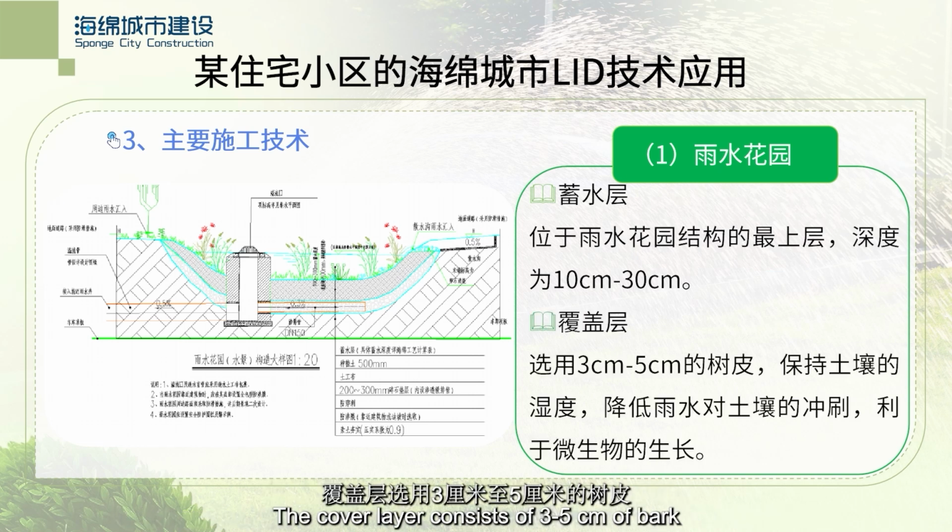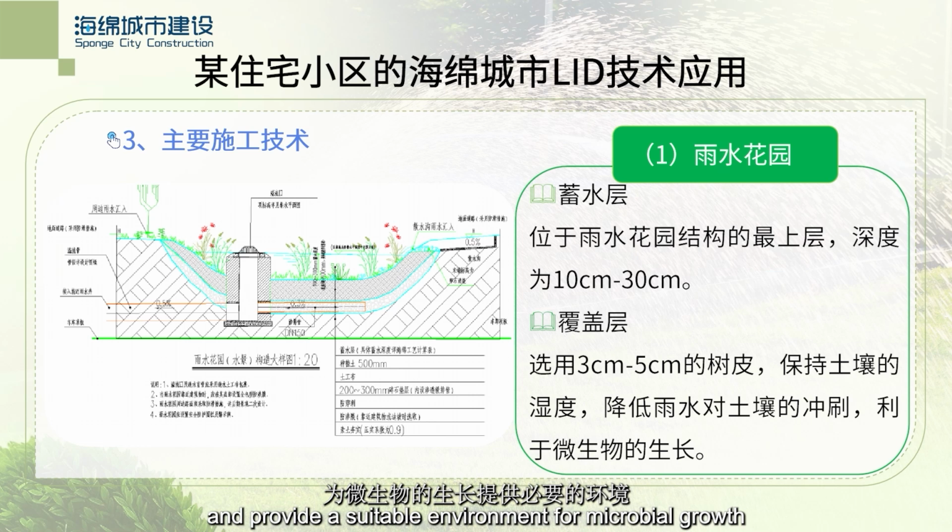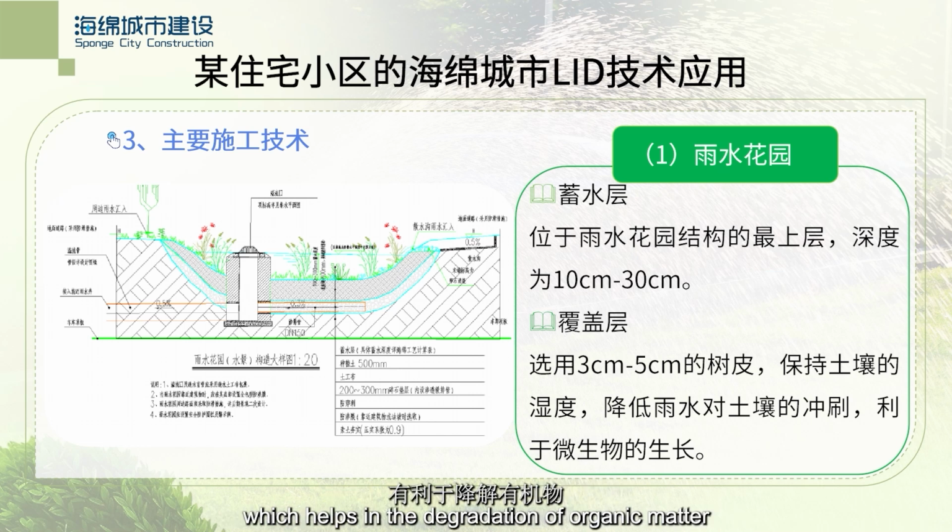The cover layer consists of 3 to 5 centimeters of bark, to maintain soil moisture, reduce rainwater's erosive effect on the soil, and provide a suitable environment for microbial growth, which helps in the degradation of organic matter.